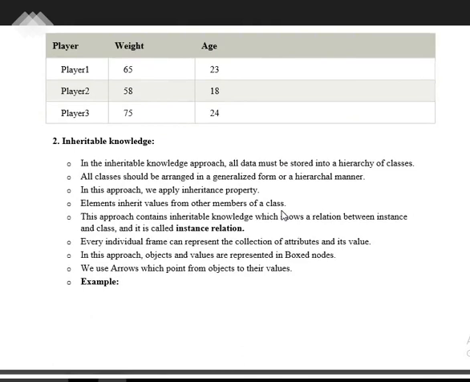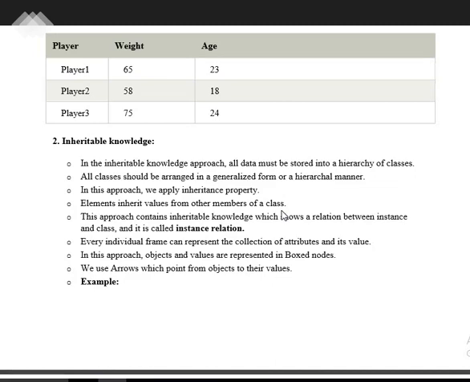Now what is inheritable knowledge? When we say inheritable, it is a biological term. Inheritable in the sense that the characteristics or properties inherited from the parents are deliverable to the child or the new offspring. It is an approach that follows a hierarchy of classes. All classes should be arranged in a generalized form, that is, in a hierarchical method. In this approach the inheritance property is mostly applicable.